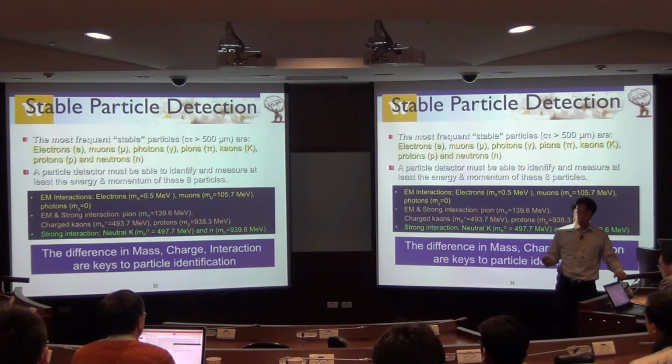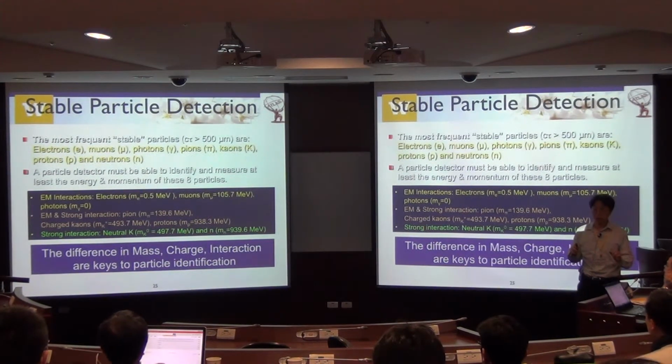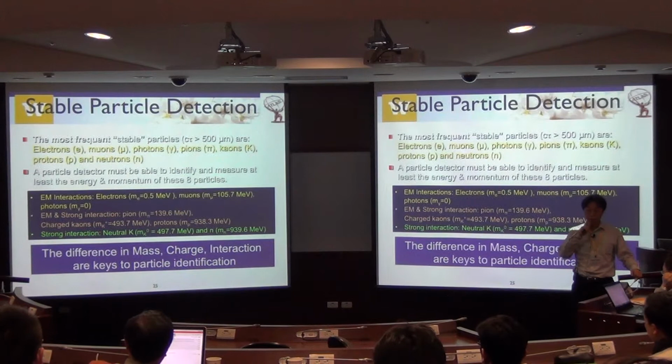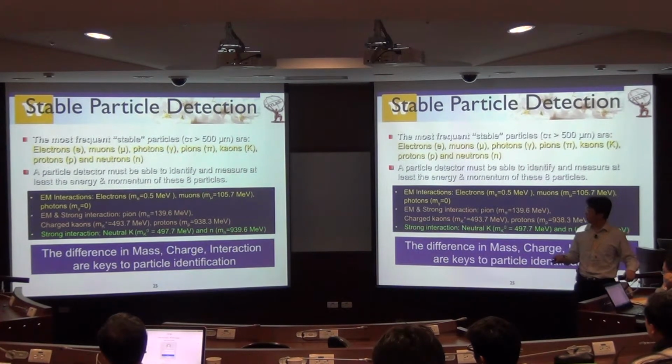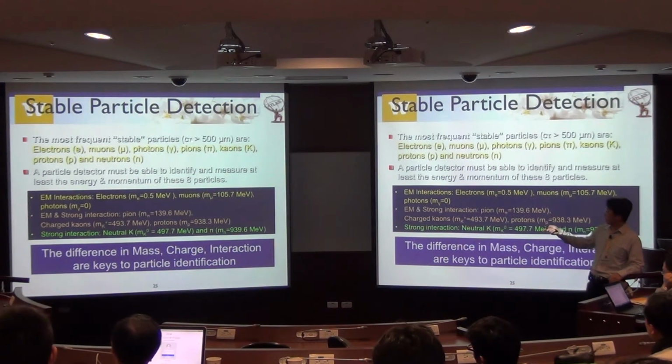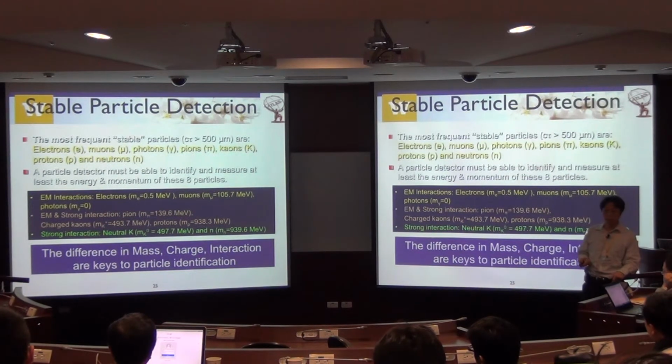So I would like to briefly summarize. The particles we just talked about have one major feature. They are all so-called stable particles. Stable is actually a relative concept. Stable just means that their lifetime is greater than 500 micrometers.